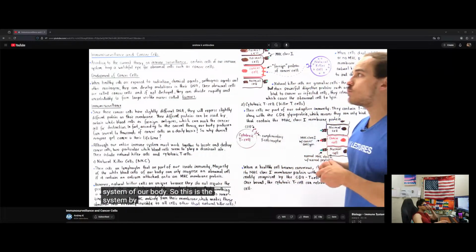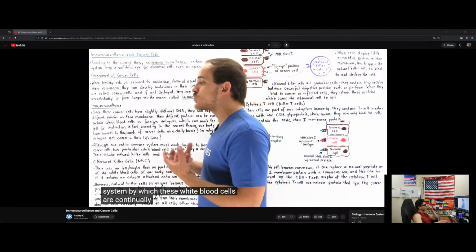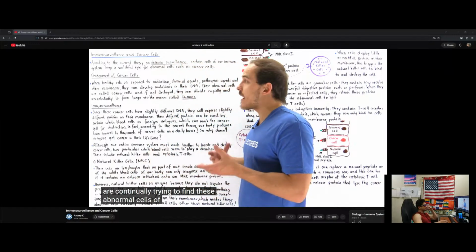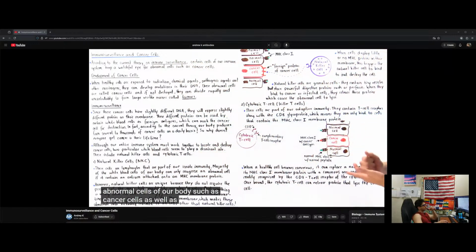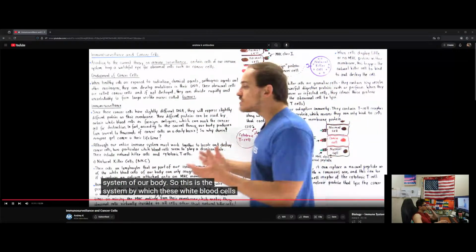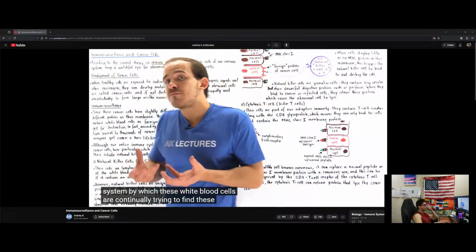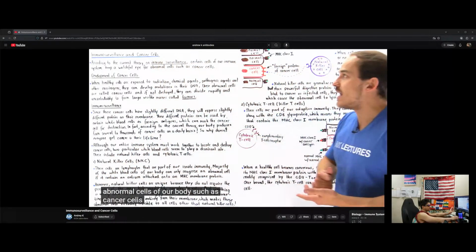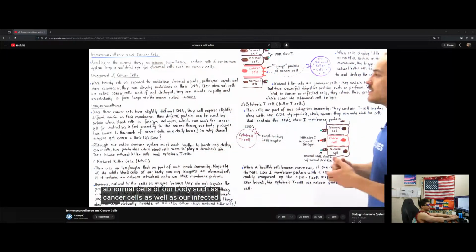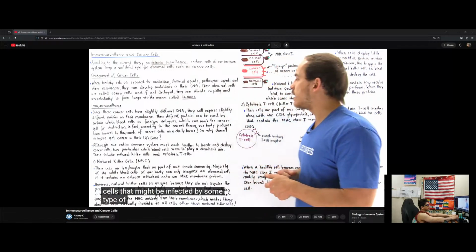So this is the system by which these white blood cells are continually trying to find these abnormal cells of our body, such as cancer cells, as well as our infected cells that might be infected by some type of outside pathogen.